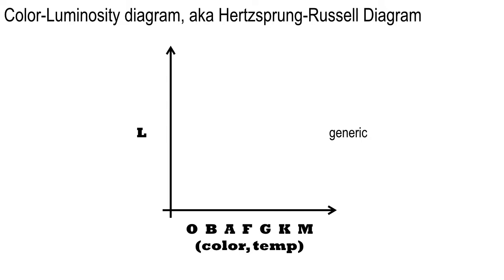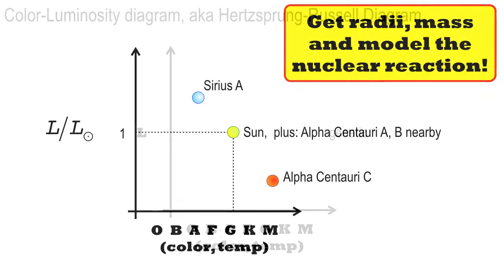Your textbook has all manner of versions. The vertical is always some kind of a luminosity measure, whether it's absolute magnitude, and it could be absolute magnitude in a very specific filter, like the V filter, which we'll talk about today. The fancy name for it is color luminosity. The historical name for it is the Hertzsprung-Russell Diagram, or HR diagram. Here's another version.